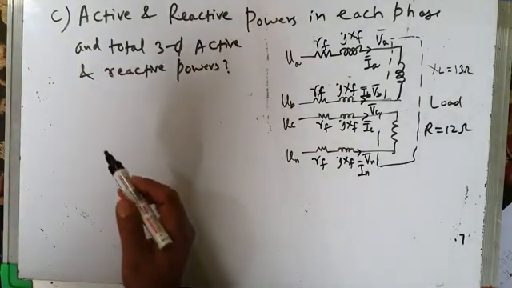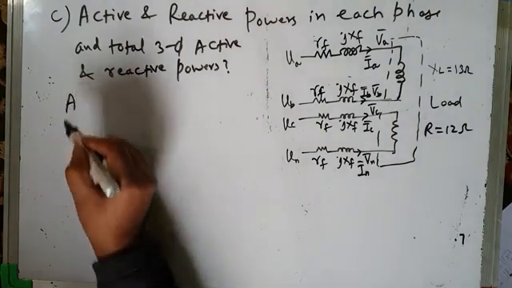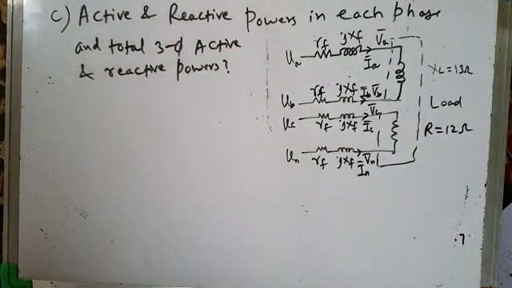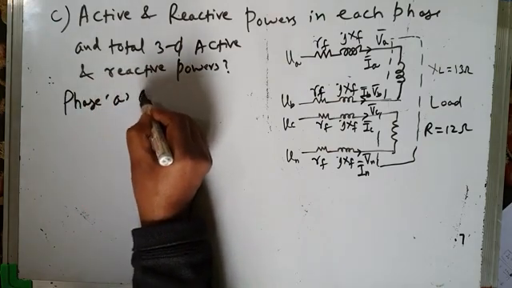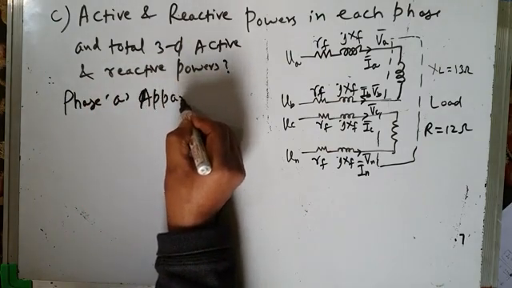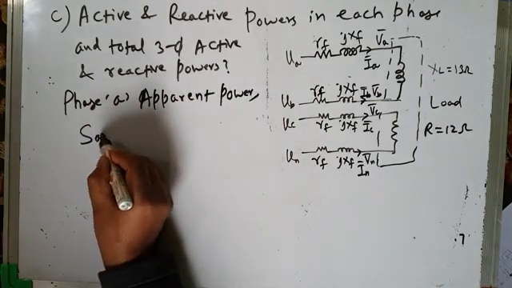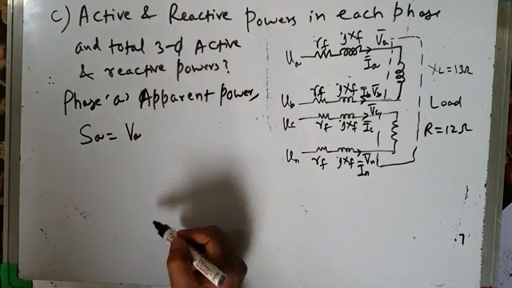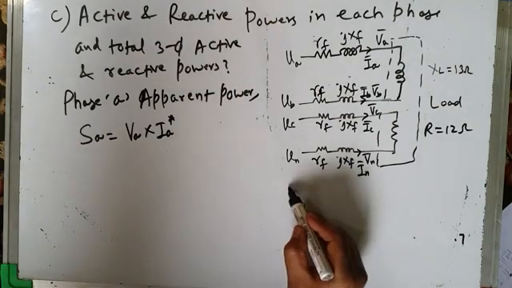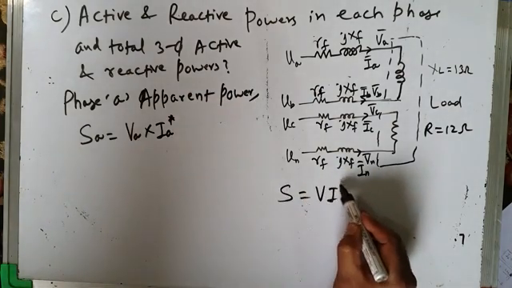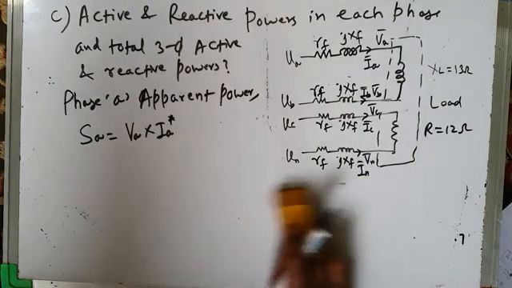What is the apparent power carried by phase A? I will write here phase A apparent power. It is given by SA. That is simply the phase A voltage multiplied by the phase A or line A current, but the complex conjugate. We already know apparent power is given by V into I star, voltage into the complex conjugate of current. So that's what I am writing.